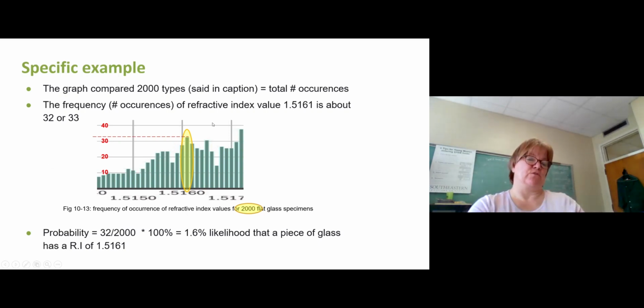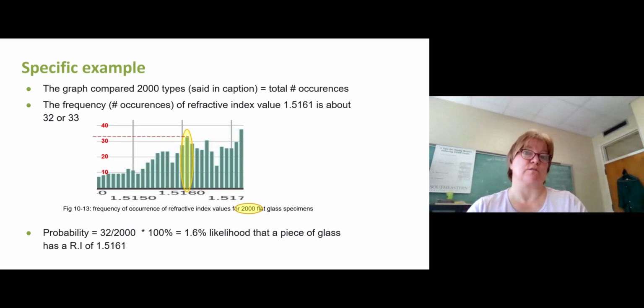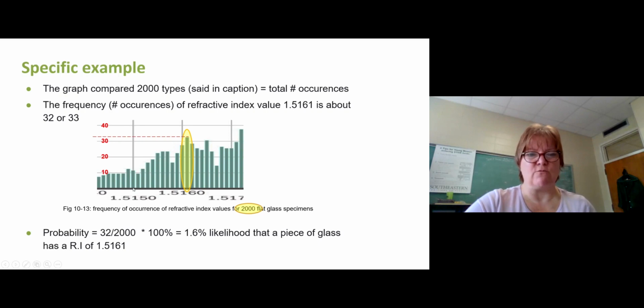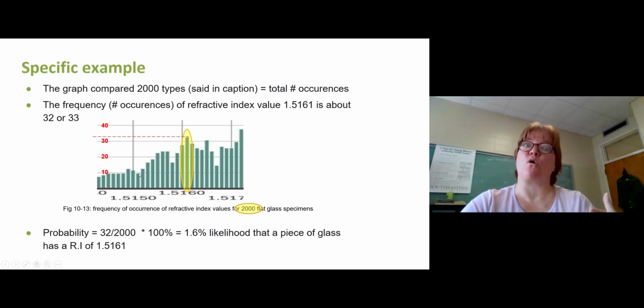So I'm taking a sample of 2,000 to represent all the pieces of glass in the world. I will give you a distribution, and you will tell me a probability for a certain specific one. Obviously, if it was not 1.5161 but this one down here, 1.5151, it would have a different probability, because this one is like 9 instead of 10, so instead of 32, there are like 9 occurrences. So it's more rare. We get the idea of how to do that, and that's going to be an important part of this class.